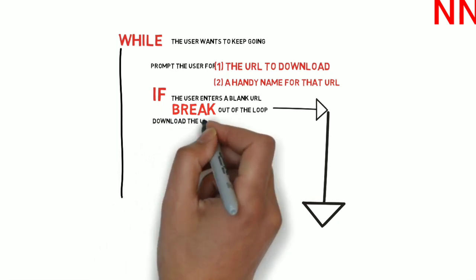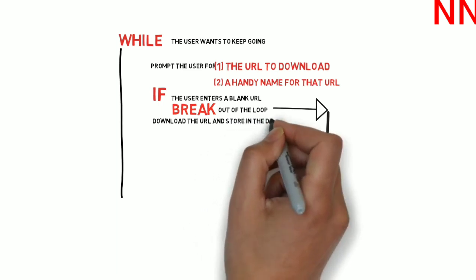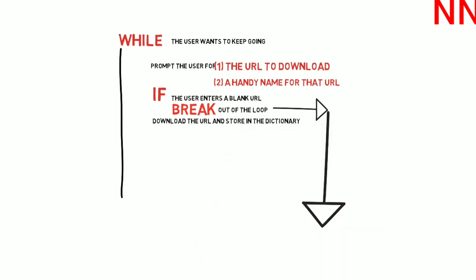So if the user has not entered a blank URL, he wants us to download the URL. So we'll download it and store it in a dictionary. The dictionary will have a key value pair put into it. The key will be the name that the user has entered and the value will be whatever we downloaded for the URL.